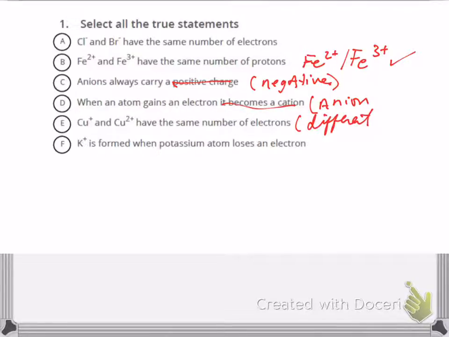Copper+ and copper 2+ are going to have the same number of protons but different numbers of electrons. And yes, potassium+ is formed when a potassium atom loses an electron. So we should have picked B and F.